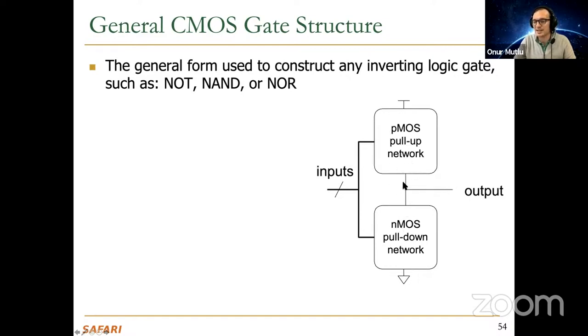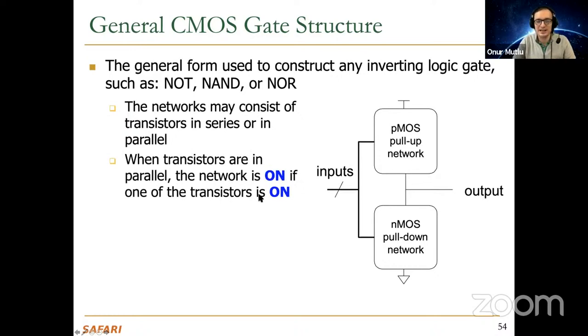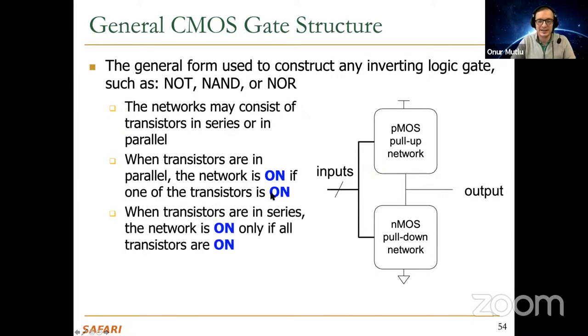Basically, you implement this function over here, which implements the complement of this function, let's say. So the networks may consist of transistors in series or in parallel. When transistors are in parallel, the network is on if one of the transistors is on, as we have discussed earlier, right? When transistors are in series, the network is on only if all transistors are on. That's true for both of these over here, actually. And you can put transistors in parallel or series in either of these pull-up or pull-down networks.